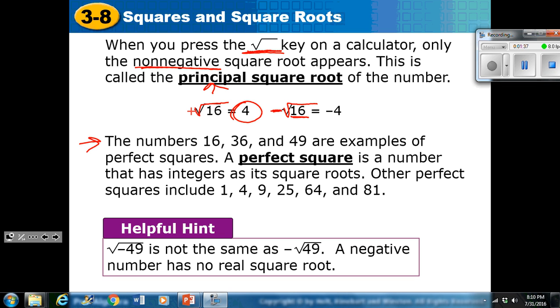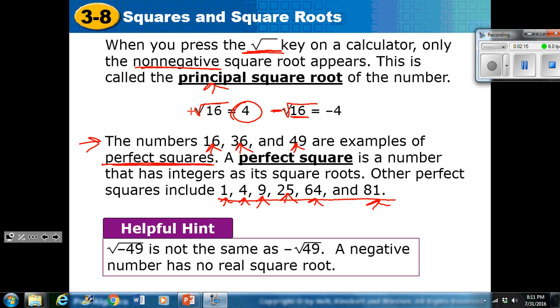Okay, the numbers 16, 36, and 49 are examples of perfect squares. A perfect square is a number that has integers, that means 1, 2, 3, 4, negative 1, negative 2, negative 3, negative 4, as its square roots. Other perfect squares include 1, 4, 9, 25, 64, and 81. 1 times 1, 2 times 2, 3 times 3, 4 times 4, 5 times 5, 6 times 6, 7 times 7, 8 times 8, 9 times 9, and you can keep going with 100, 121, 144, and so on.